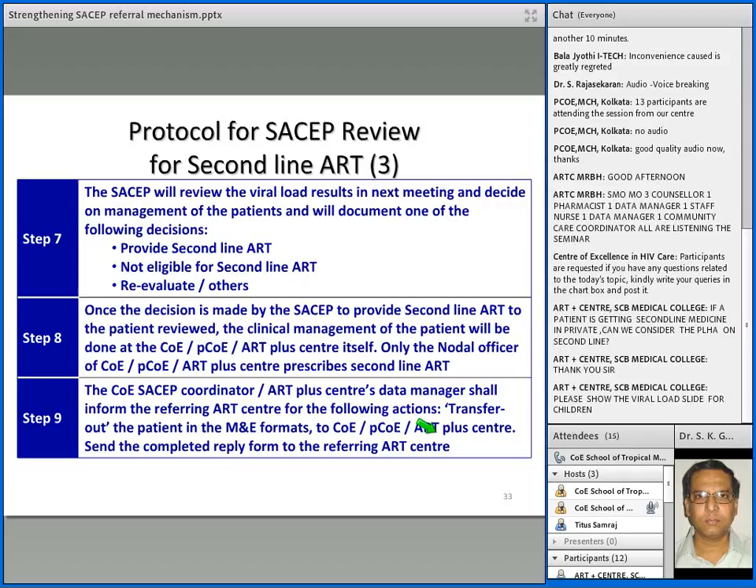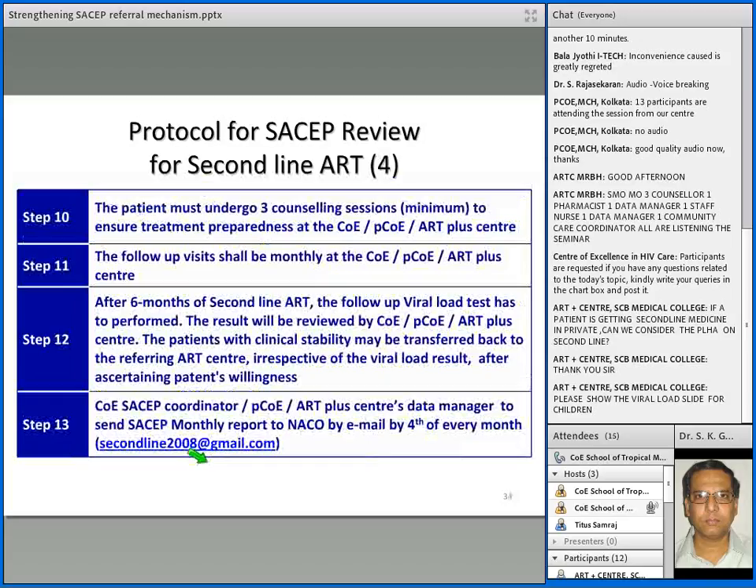The referring center, for further ARTMOs. And the patient has to go through 3 counseling sessions. This is important before starting second line therapy, because we really don't have any third line. The nuances of the antiretroviral drugs, their adherence, always aim at 100% adherence to ensure treatment preparedness at the COE or ART plus center. Monthly at the COE ART plus.